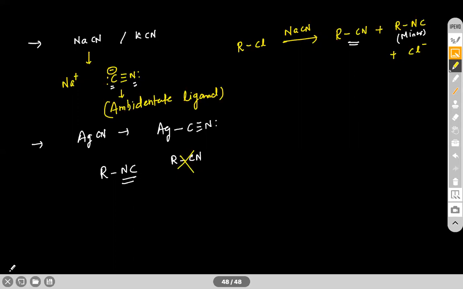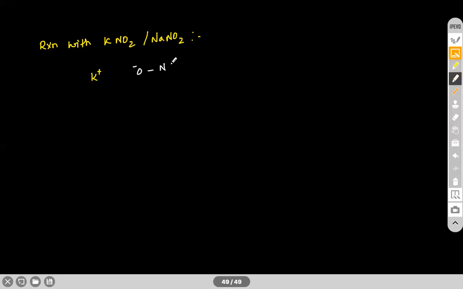Same type of reaction we have with KNO2 and NaNO2 also. You see this reaction? The mechanism of the previous one is SN2. Write it down: SN2 mechanism. And KNO2, you see, these are also ionic compounds. So this dissociates as K plus and O minus with a double bond O. Like this it forms. So here oxygen is the donor atom, right? Oxygen is the donor atom here.